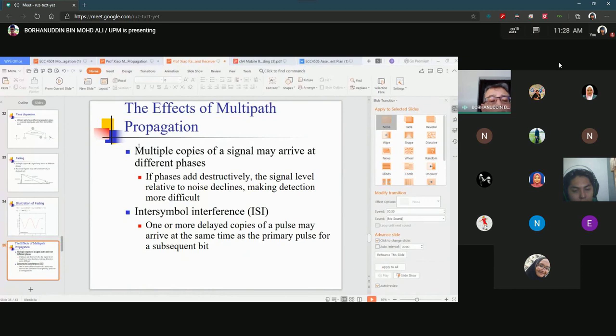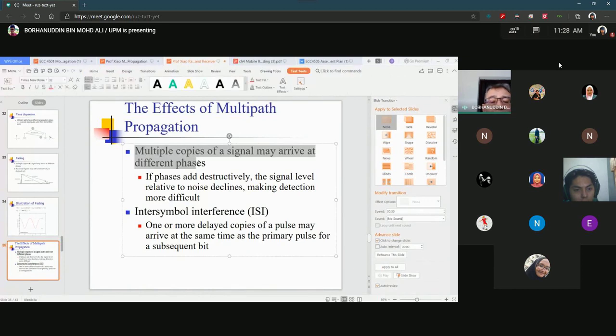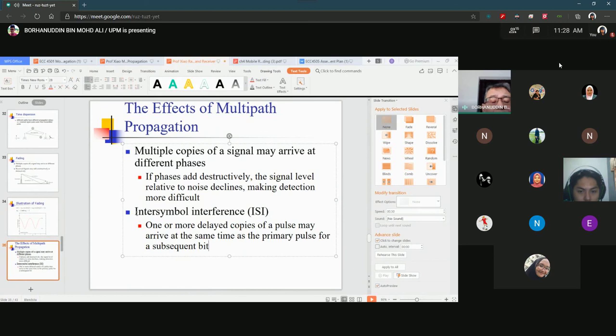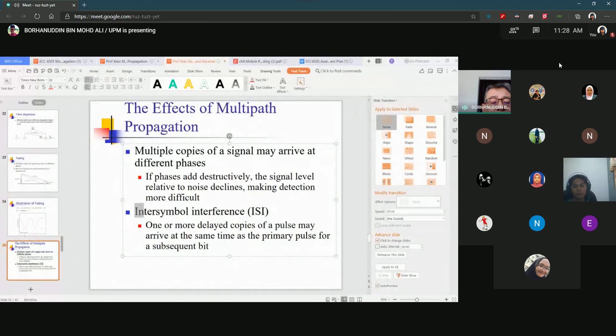So the effect of multipath propagation is that multiple copies of the signal arrive at different phases, and then it can cause inter-symbol interference. Symbol means the signal that carries the information, the message. So in one symbol, it is a modulated information, whether it's QAM 16 or 64. So this is what it means by symbol.